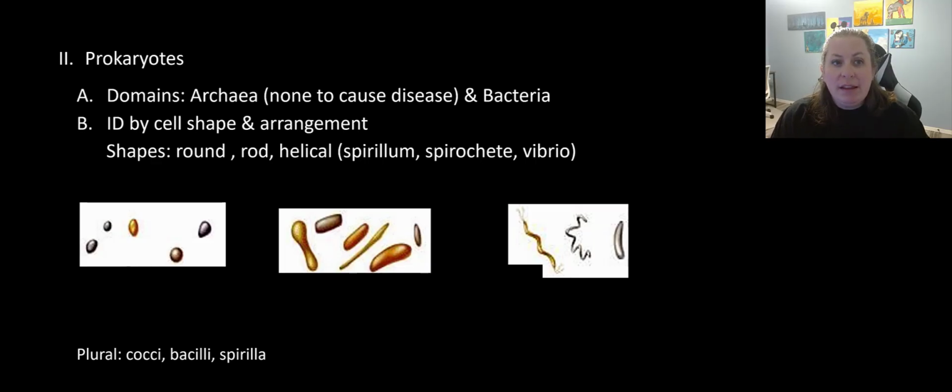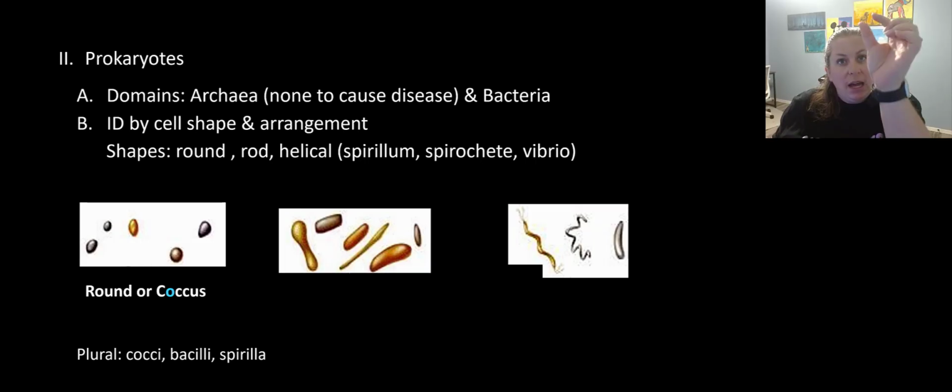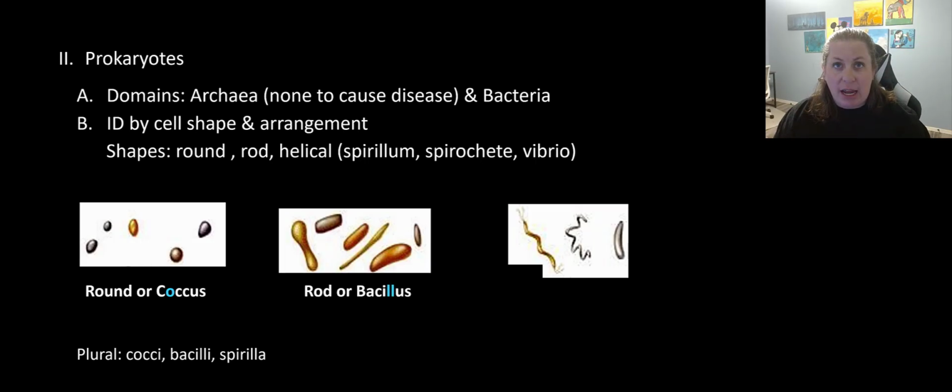We do see that there are some basic shapes that are present in the group bacteria. These include round shapes, rod shapes, and helical shapes. And we have some special terms that go with this. So if they are mostly round, we call them coccus. And one way to remember this is it has the O in it, which is round, and so coccus is the round shape. If they're mostly longer than they are wide, we would say that these guys are rod-shaped. These are also known as being bacillus.